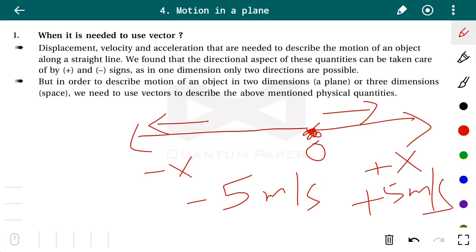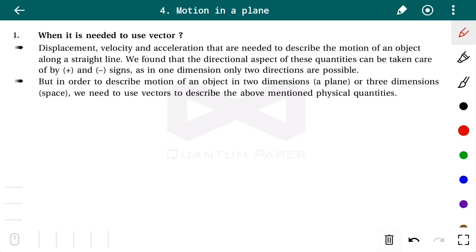That means when an object is moving in one dimension, the directions are either on the left hand side or on the right hand side of the reference point. That means only two directions are possible, towards the negative side and towards the positive side. So to mention the direction in one dimension, we can use the plus or minus sign.